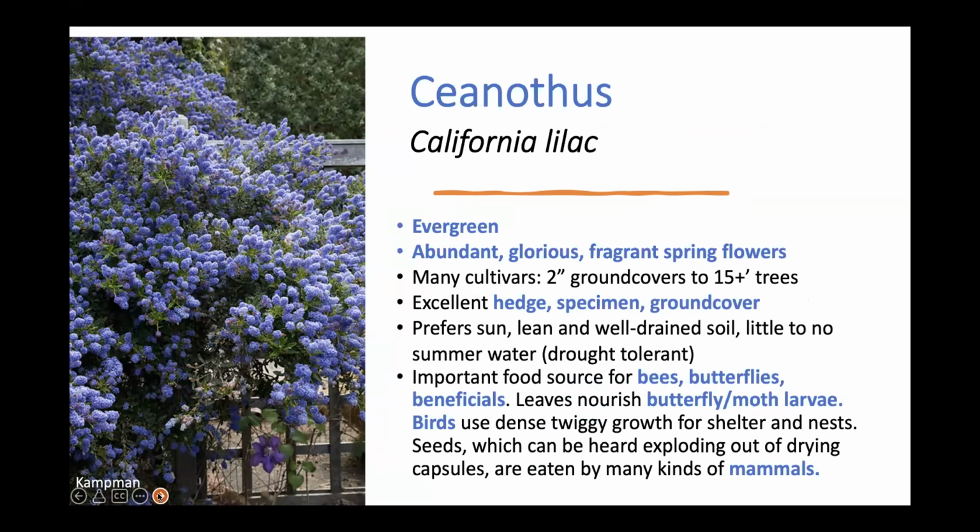They like sun, and they also like lean and well-drained soil, but some cannot actually take clay soil. They want little to no summer water. I will tell you a quick story. I planted one of the Ceanothus called Ceanothus Dark Star. It's a readily available plant. It can be a hedge, but it really wants to grow into sort of a smallish tree.